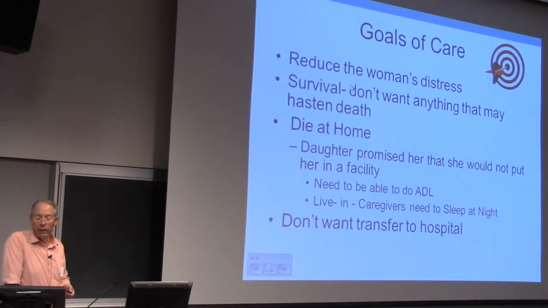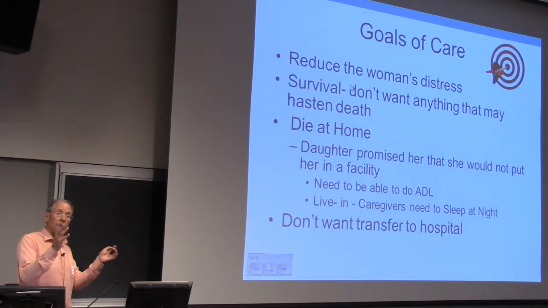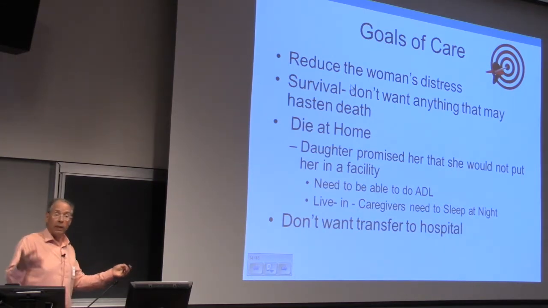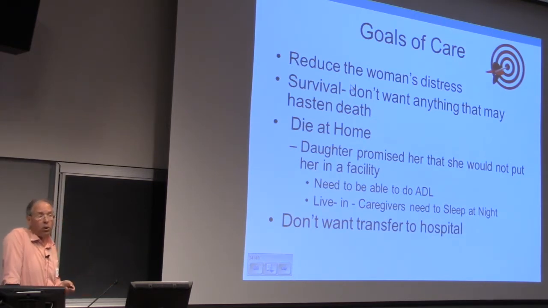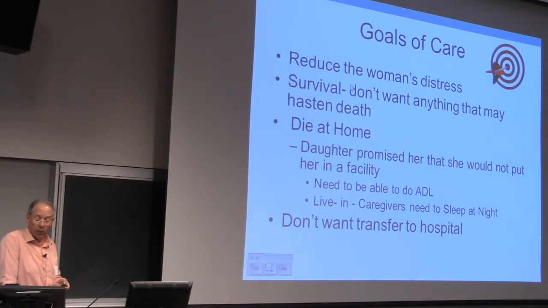Survival: they don't want anything that would hasten her death. They came from a Muslim family, they were religious, and felt we're not going to do anything that's going to make her die more quickly, but at the same time we're okay with death naturally happening. They wanted her to die at home. The daughter promised her that she would never put her in a facility, but they needed to be able to do her care. And the live-in caregivers needed to be able to sleep. If they couldn't sleep, the whole thing was like a house of cards. And they didn't want any transfer to hospital. They were terrified. Last time she was in hospital, she got really agitated, really delirious, and it took her months to calm down after that.